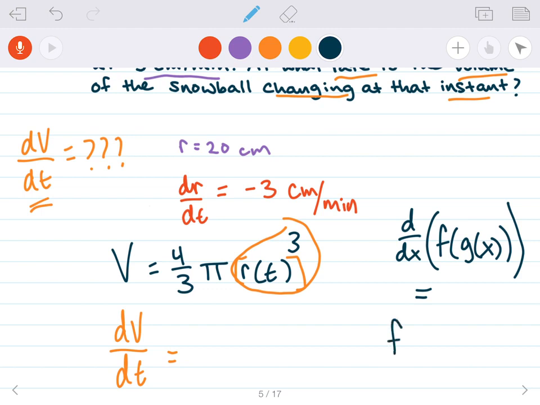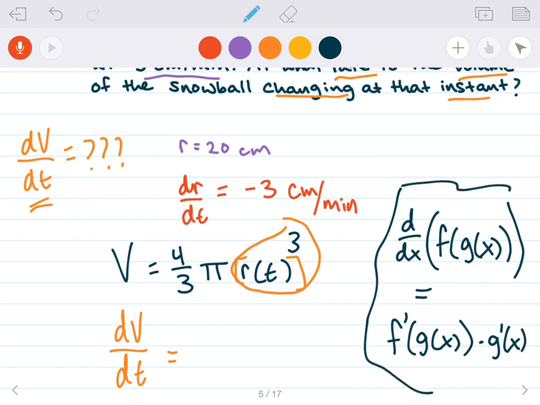We do f prime of g of x times g prime of x. This is the chain rule right here. Okay? So that's what we're doing here. Just like implicit differentiation, these constant numbers can just stay there. But here, what we're doing is first taking the derivative of the outer function, okay?